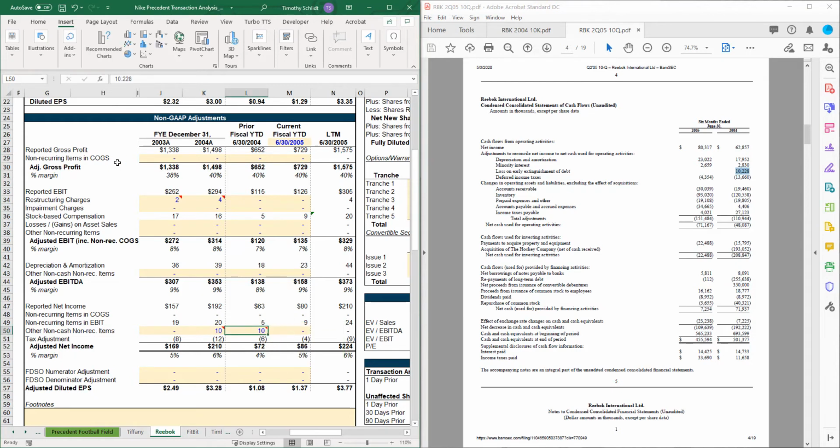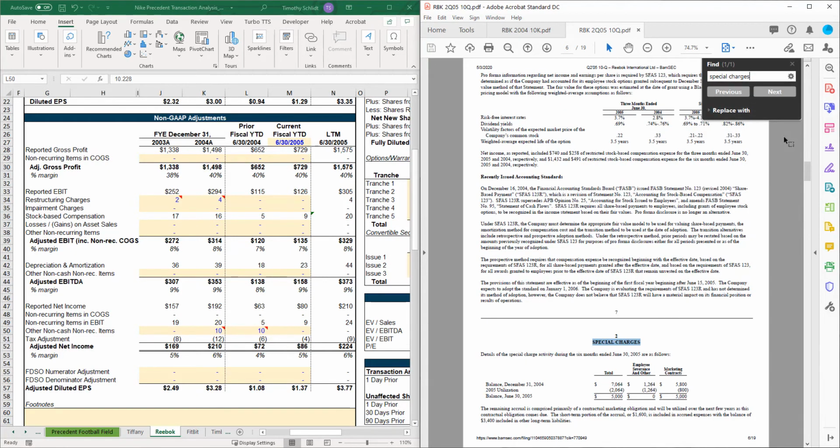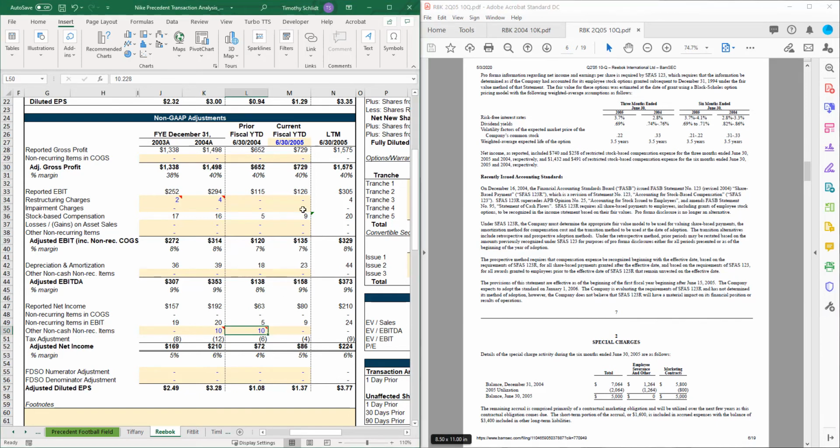Now, similar to the restructuring charges that we had here, I want to see if any of these fell into the year-to-date period. So let me just search special charges in this 10Q and see what we can dig up here. So, okay, so these would be here. What I can see here, we have 1264 plus 800. This would be for the year-to-date period in 2005. So 1.264 plus 0.8. So we got that.